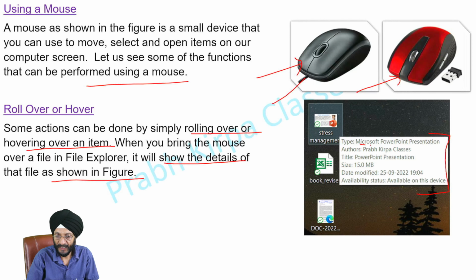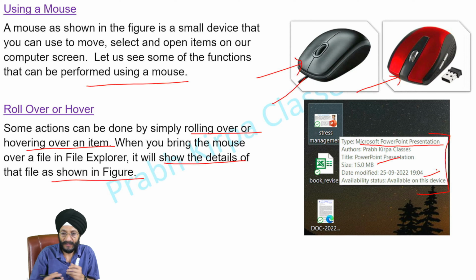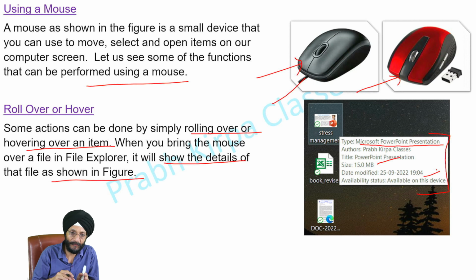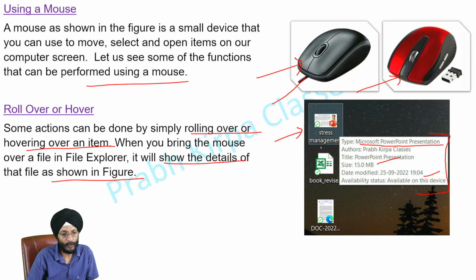That is, it is in the form of a Microsoft PowerPoint presentation. The name of the author is there, the size of the file is there, when the file was prepared, all the information available will be shown. So it is only a rollover or hover of the mouse. That is, we only use the mouse for rolling over or hovering.